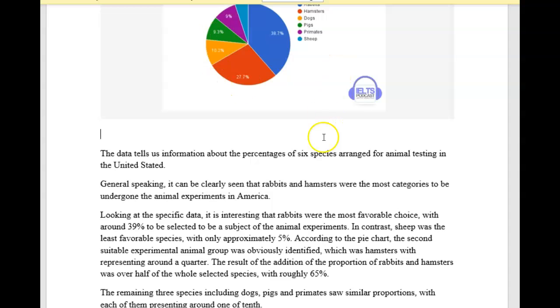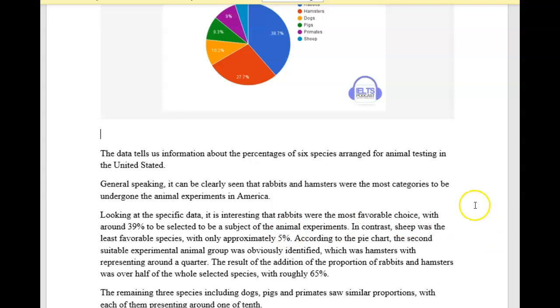Okay, so let's try that again. It is interesting that rabbits were the most used choice. You could have said that. With around 39% selected as subjects of animal experiments. Now, why did I do that? I'm cleaning it up here. Look what you've got. To be selected, to be a subject. It just becomes a little heavy, a little clunky with a lot of these words. So if we clean up that grammar, it flows better, it becomes more fluid, and it reads overall far better.